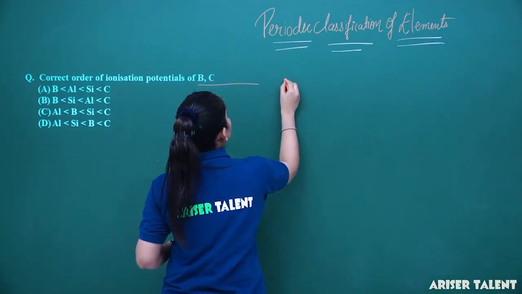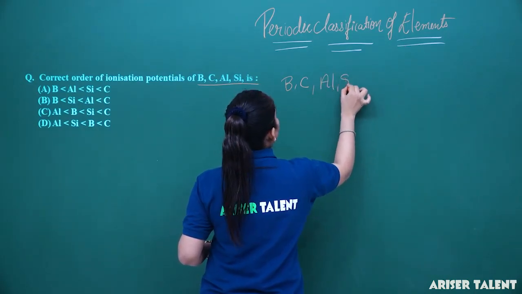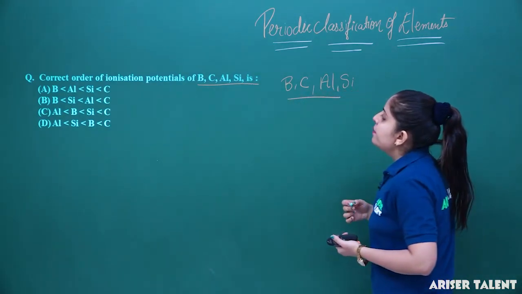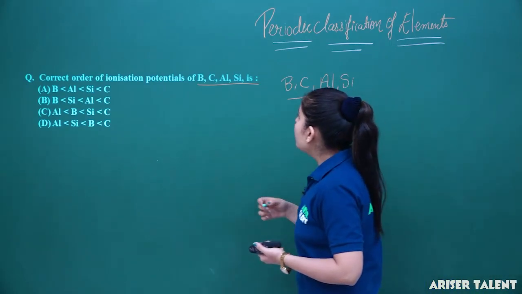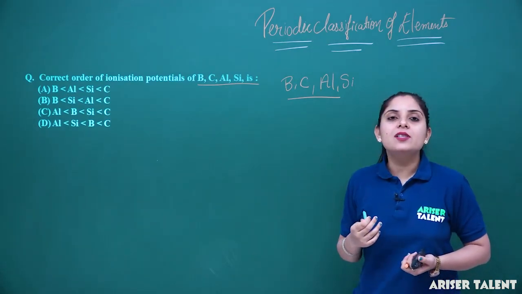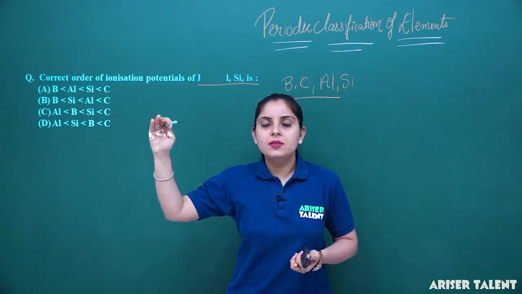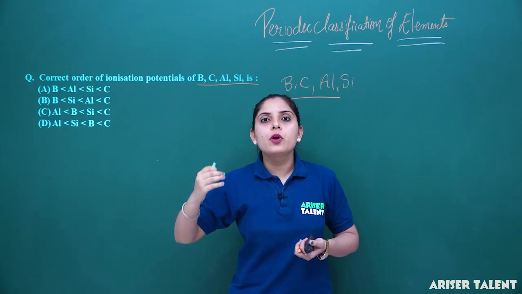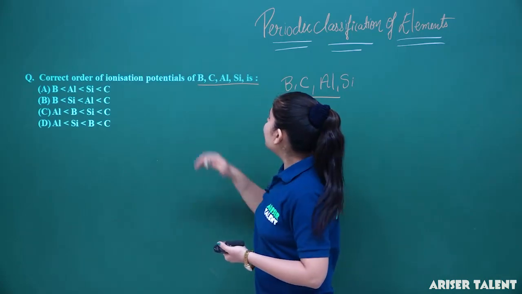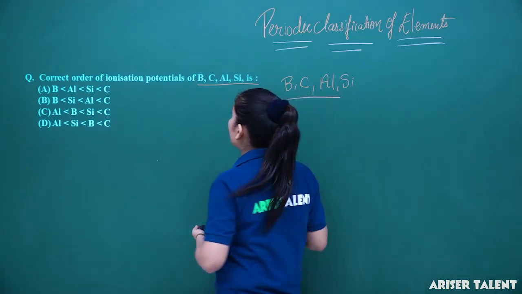So, firstly, let us have a look at these elements: boron, carbon, aluminium and silicon. Now, these are the elements that basically belong to the group number 3 of boron. We have to arrange these elements in the order of ionization enthalpies. Now, what we have observed is that as we move left to right, the ionization potential increases. But if I am going from top to bottom, the ionization enthalpy generally decreases. So we are arranging these elements according to this.